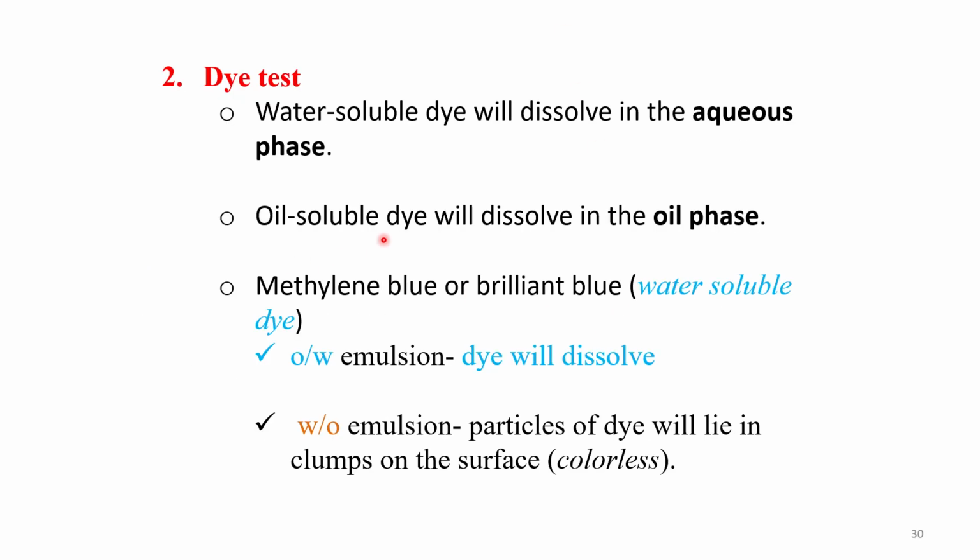Another test that can be done is the dye test. Water-soluble dye will dissolve in the aqueous phase, while oil-soluble dye will dissolve in the oil phase. Methylene blue or brilliant blue are kinds of water-soluble dye. When you sprinkle this dye onto an emulsion of oil in water, the dye will dissolve. In contrast, if you sprinkle this methylene blue onto a water in oil emulsion, the particles of the dye will lie in clumps and just stay on the surface.